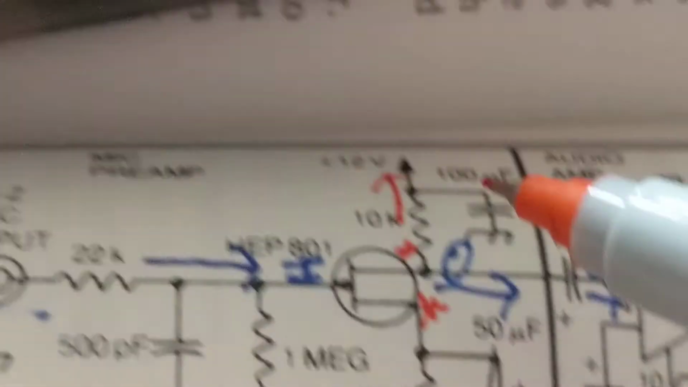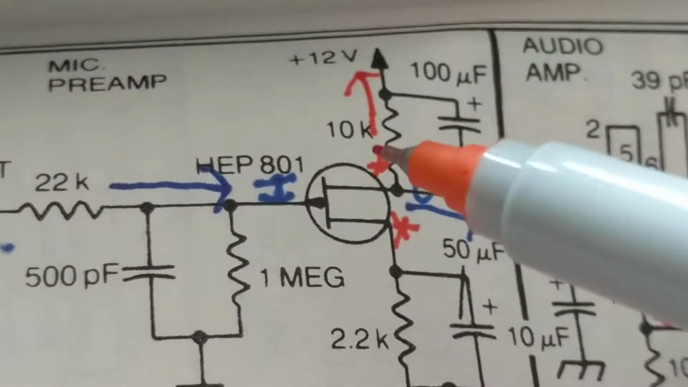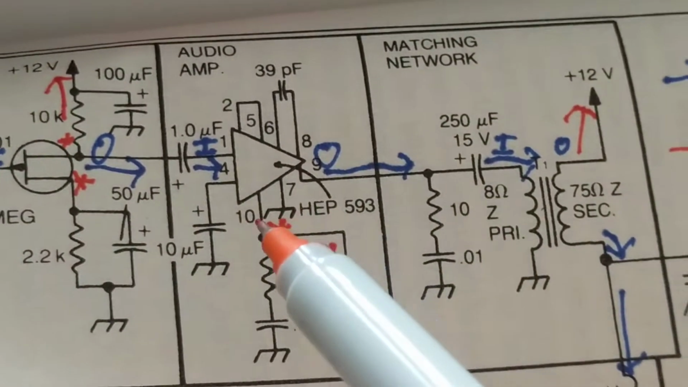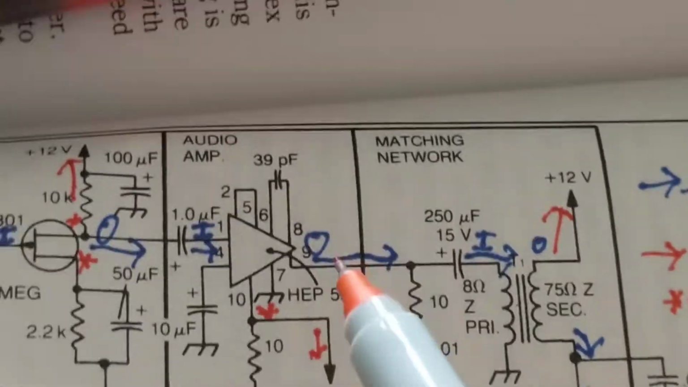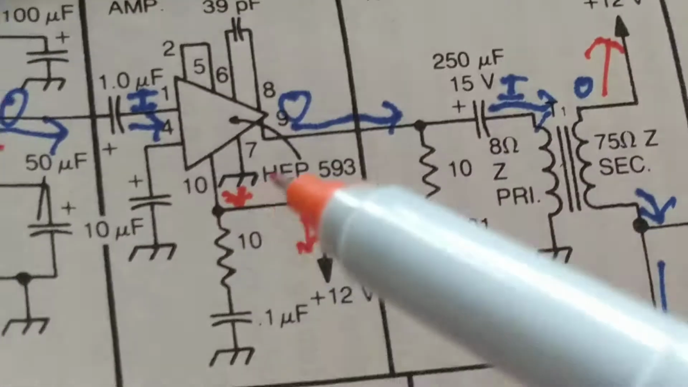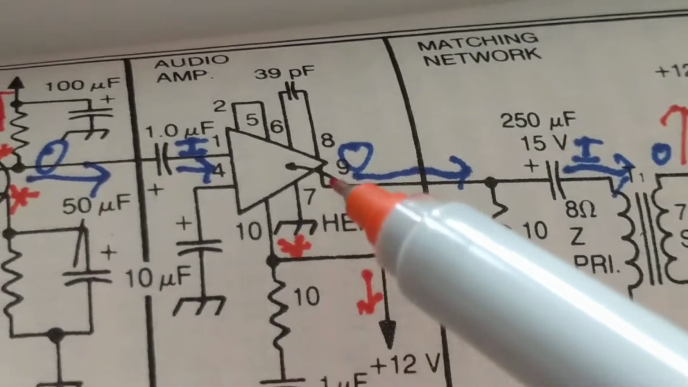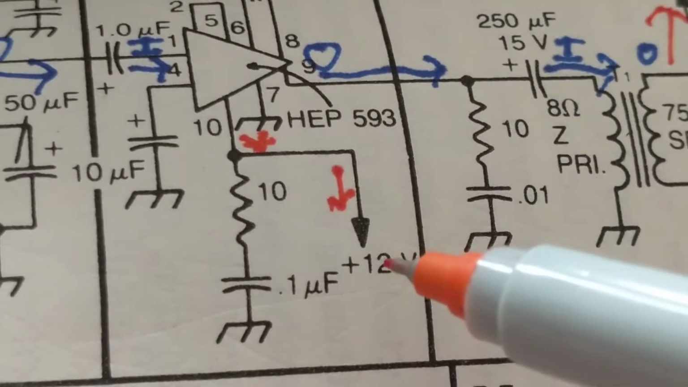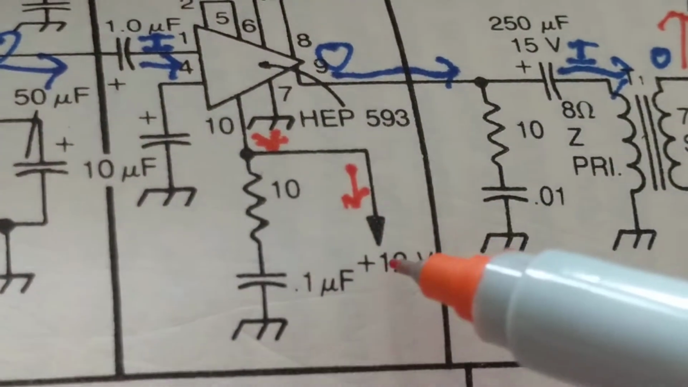This is a transistor that we saw, and this is a preamp. This is where the microphone signal goes into. We'll get back to that. Then there's an audio amplifier. You have to amplify the signal. So what are we doing over here? This is an amplifier. Of course, an amplifier needs a DC voltage going to it, which is 12 volts.